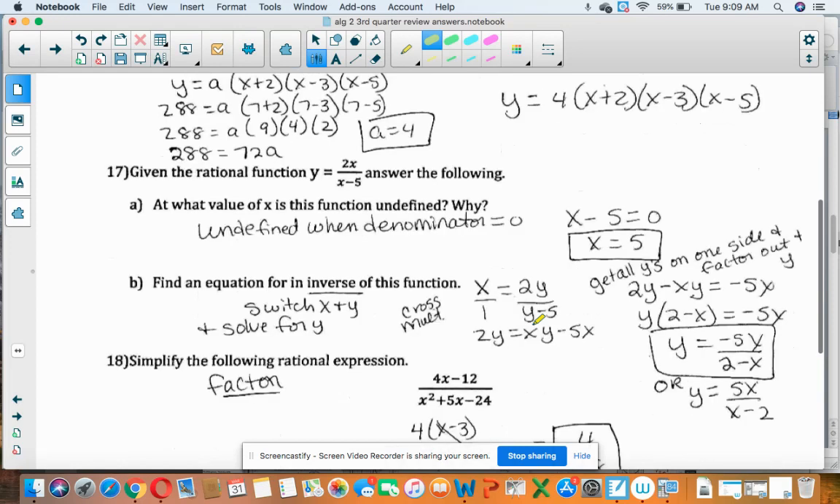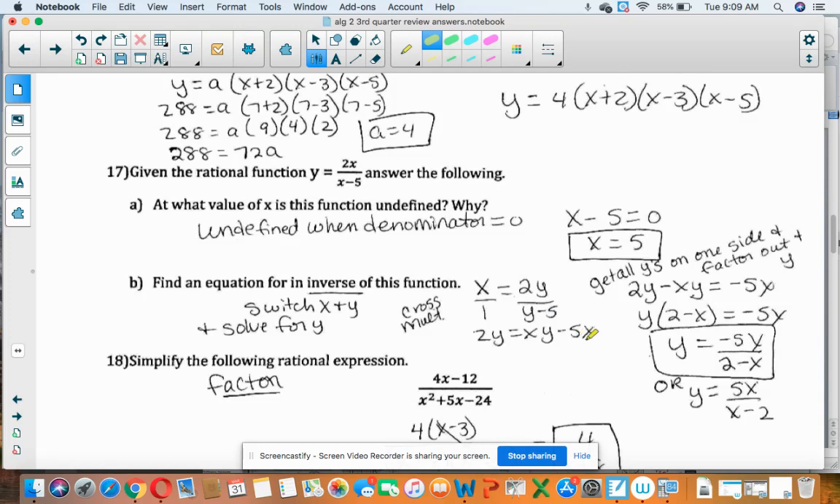To find the equation of the inverse, I switch the x and the y and I solve for y. So I'm going to put an x in for the y, and a y in for the x. So x equals 2y over y minus 5. I put a 1 under here, and I cross multiply. 1 times 2y is just 2y. X times y is xy. X times negative 5 is negative 5x.